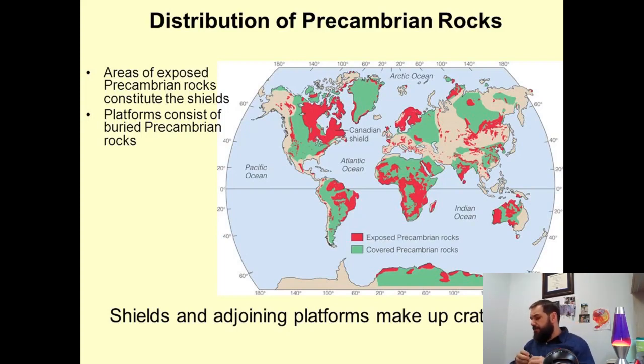So anyway, here's a map showing distribution of Precambrian rocks. Precambrian means before the Phanerozoic, before the first period of the Phanerozoic, the Cambrian. So these are Precambrian rocks. You can see that a lot of the continents have the red, which shows you Precambrian shield. Okay, the green is showing you platform. So there's Precambrian rocks there in the green areas, but they're underneath sedimentary rocks.